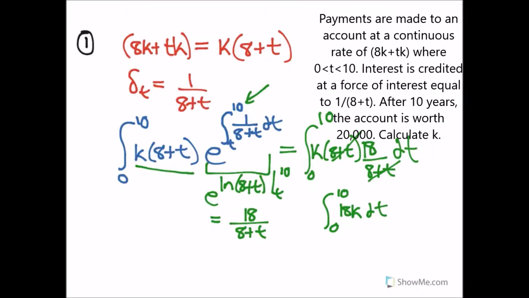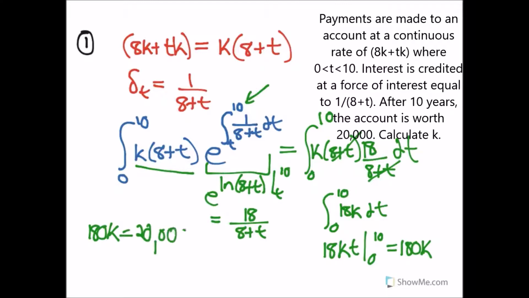There's no t there, so it'll just be 18kt, 18kt from 0 to 10, which means it's 180k. We are told that 180k, the accumulated value, gets to 220,000, so k is going to equal 111.11.